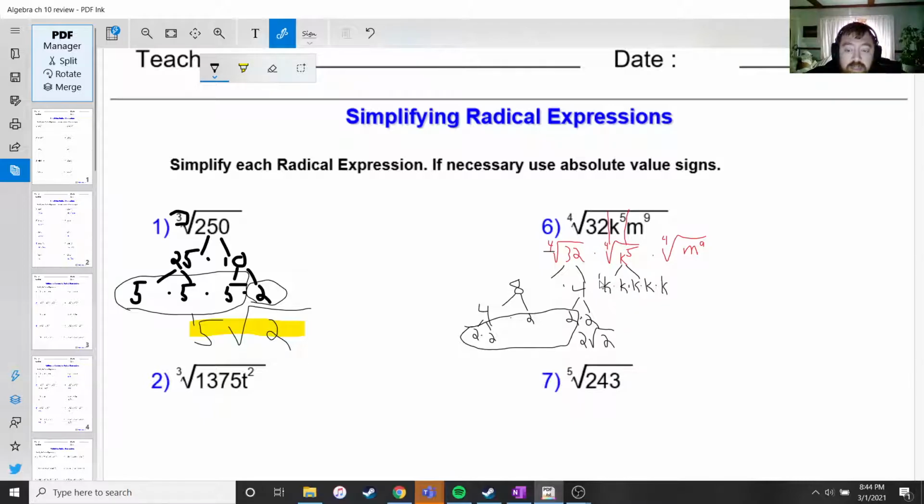The quad root of this means I'm going to circle a group of 4, and I'm going to keep one of those on the outside. And then everything else is going underneath the quad sign again. So it's going to be k times the quad root of k.